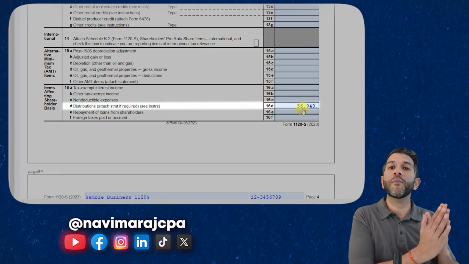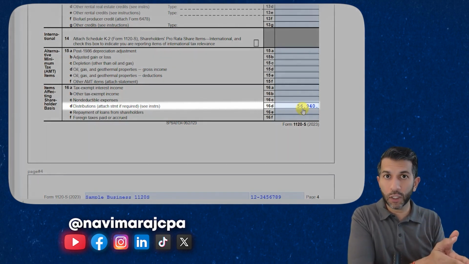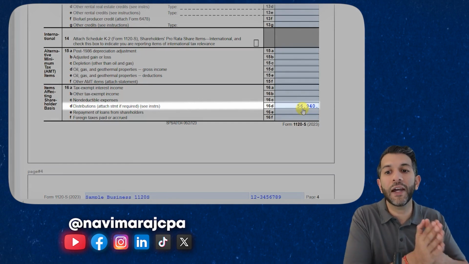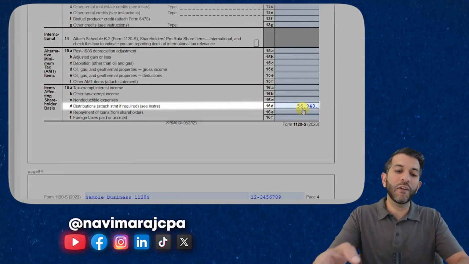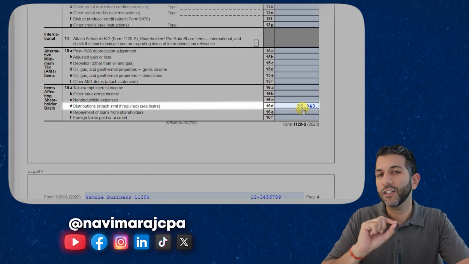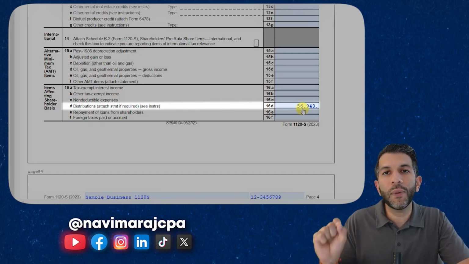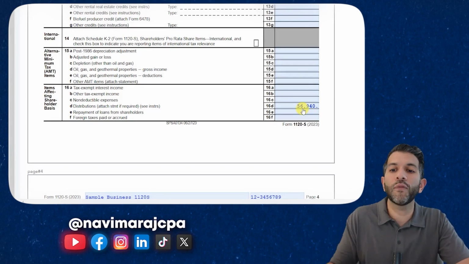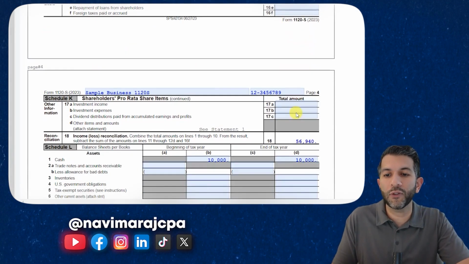So you pay yourself payroll, that reasonable compensation, you pay your Social Security and Medicare taxes, aka FICA taxes on that amount. But this 56,940, it's not subject to FICA taxes. You only pay income tax here. I know it's a little bit confusing. I'm going to show you this when we go over to the 1040 individual tax return.